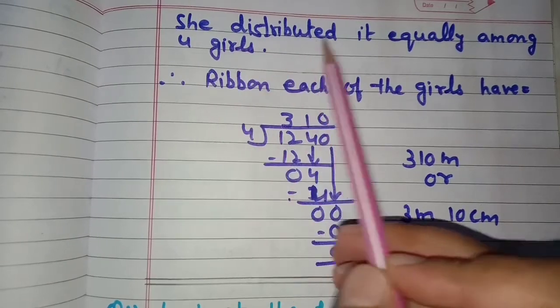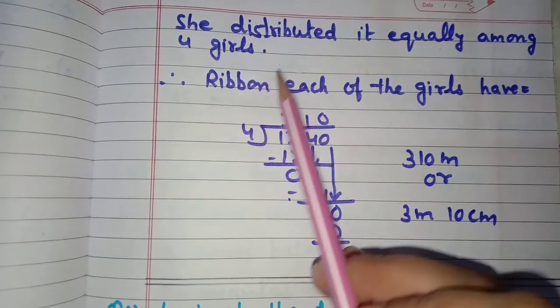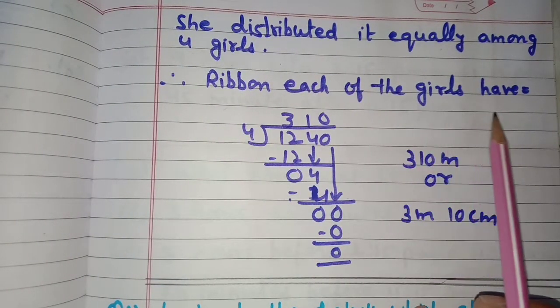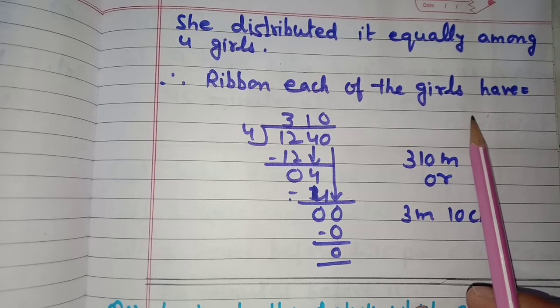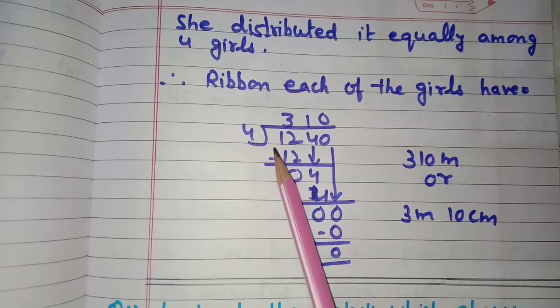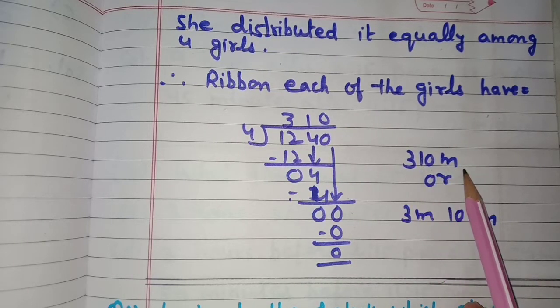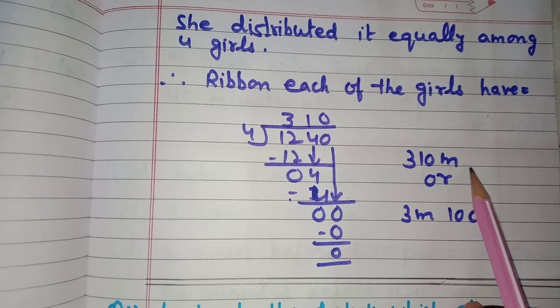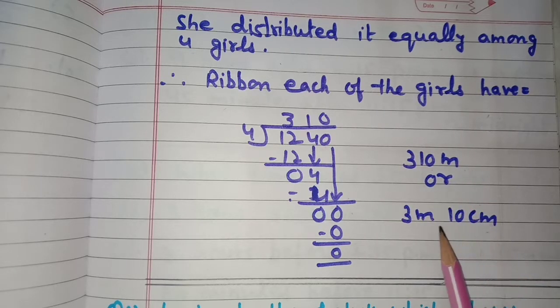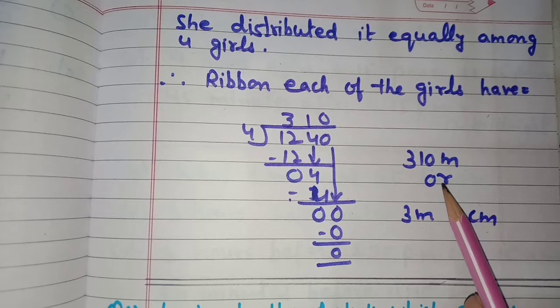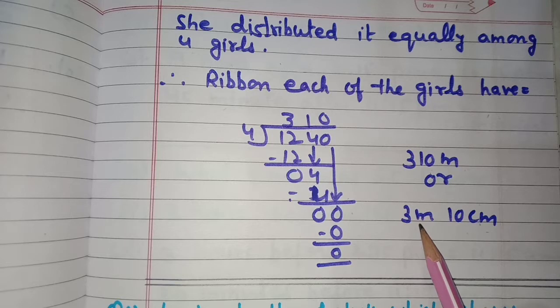Now we know that she distributed it equally among 4 girls. Therefore ribbon each of the girls have, to find this we need to divide. So we will divide 1240 by 4, and when we divide it we will get the answer 310. But we have to write it in the form of question, so we have to write it in meters and centimeters. So last 2 digits will be written with centimeters and the remaining digits with meters. So final answer is 3 meter 10 centimeters. So this is the ribbon that each of the girl got.